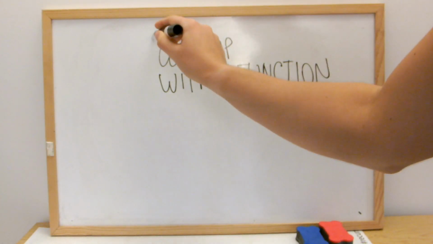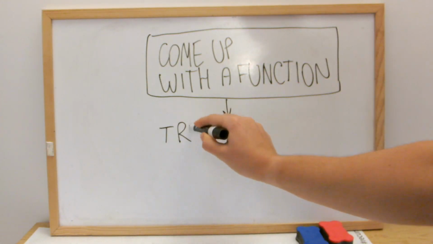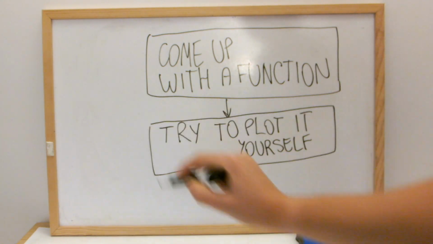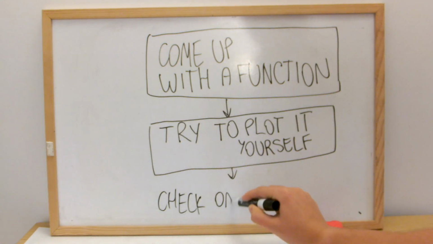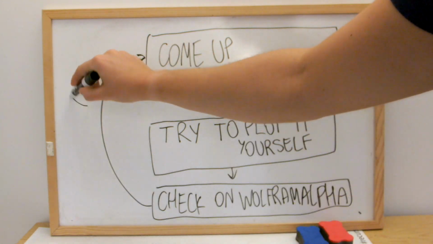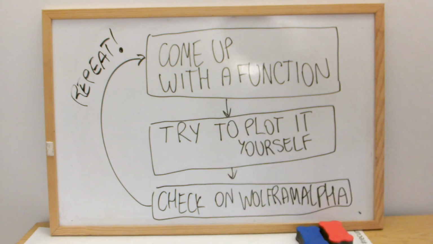Now that you've seen a couple of examples, try to come up with a function yourself. Don't make it easy because the interviewers certainly won't. Then try to plot it yourself using either the 9 points that I gave you or maybe the linear transformation that you can come up with yourself. Check it on Wolfram Alpha or MATLAB and repeat.